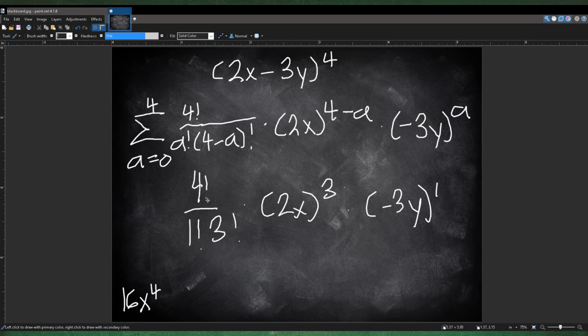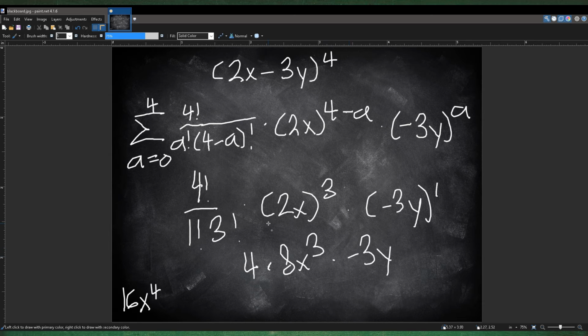So now we have 4 factorial, which is just 4 times 3 times 2 times 1, all over 3 times 2 times 1, and 1 factorial is just 1. So these numbers cancel with these numbers, so you have 4 left, basically. You can also use your calculator for this. So you have 4 times 2x to the power of 3, which is just 8x cubed, times negative 3y to the power of 1, which is just negative 3y.